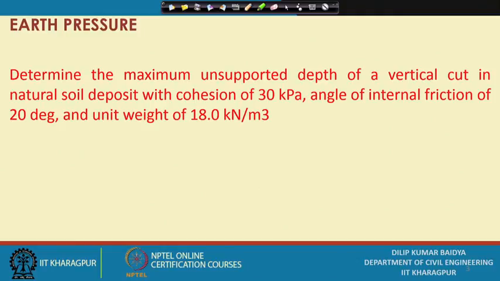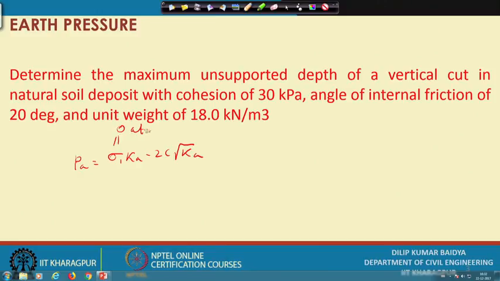We have discussed the theory that in the active case, the expression for PA equals sigma 1 Ka minus 2c root Ka. When sigma 1 equals 0, which is at the surface, we have negative pressure.